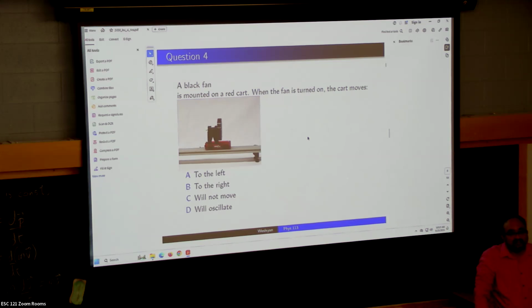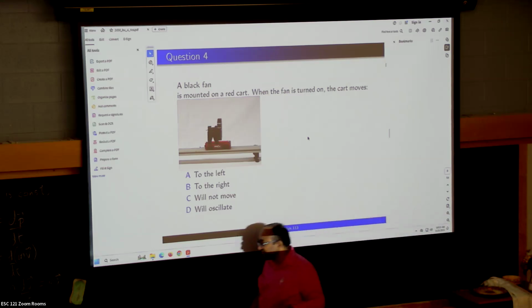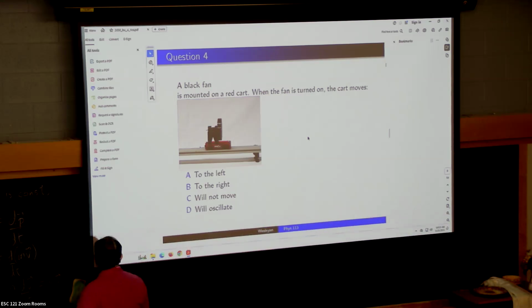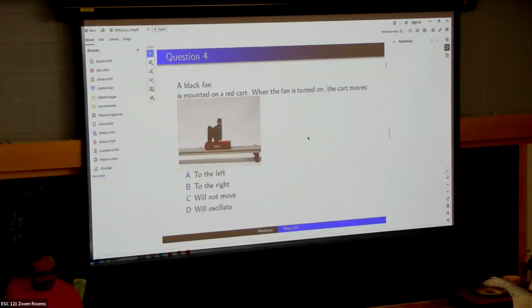Yanni? I'm thinking about Newton's third law. When the fan pushes air out, the air pushes the fan back with the same magnitude of force, so the cart moves forward. Yanni is exactly right. So this actually brings us to the third law. Let me just put up the screen briefly.